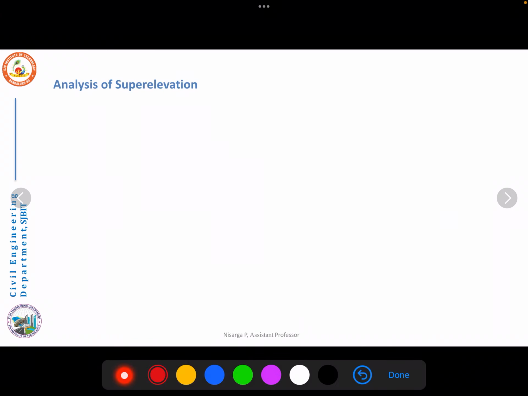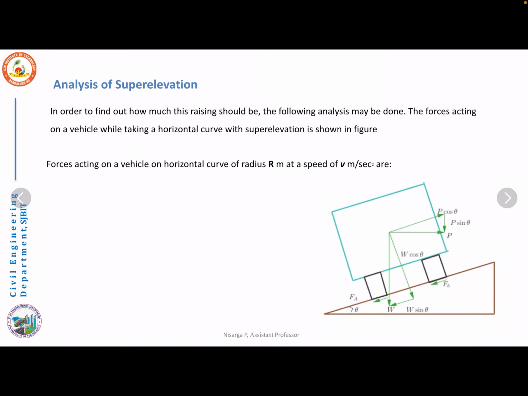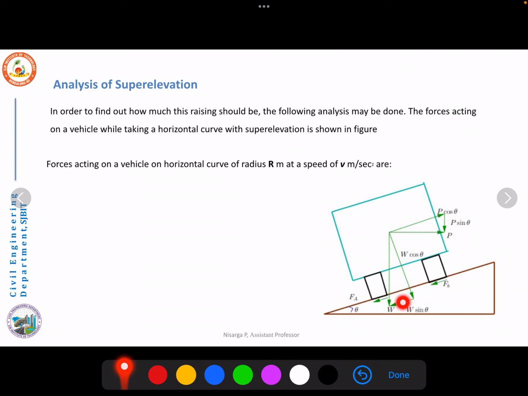Next, we'll move on to the analysis of superelevation. To analyze it, we determine the equilibrium condition and the rate of superelevation that has to be provided at the horizontal curve to counteract the effect of centrifugal force, in order to prevent the vehicle from overturning or lateral skidding. First, let us consider the various forces acting on the vehicle at the horizontal curve. The picture here illustrates these forces. In the previous session, we already discussed the forces acting on the vehicle when it negotiates horizontal curves. We have three major components.